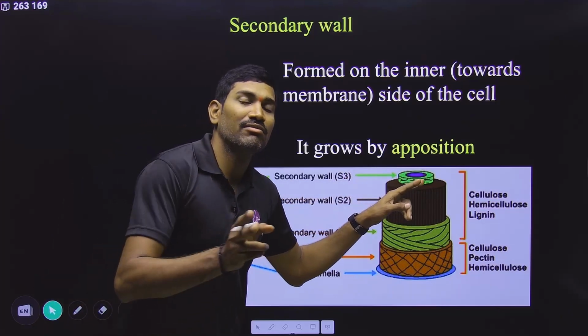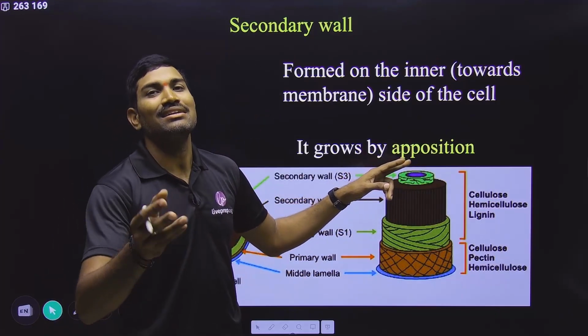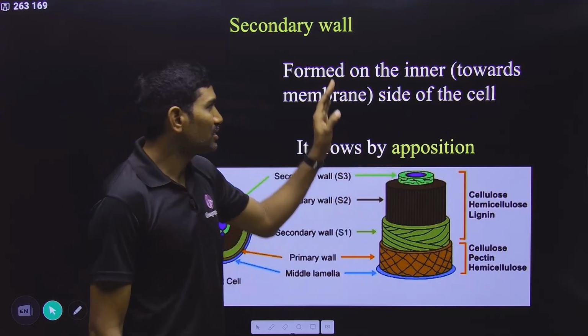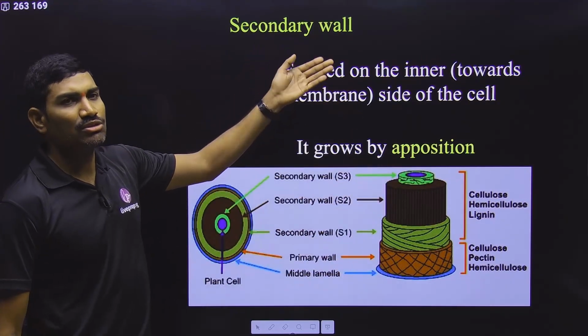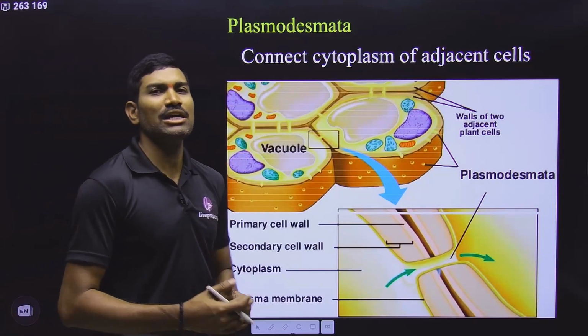So the secondary wall will grow by apposition, whereas the primary wall will grow by intussusception. These are two important points that you need to understand. And the secondary wall is formed inner to the primary wall. Clear? Next one, regarding the plasmodesmata.